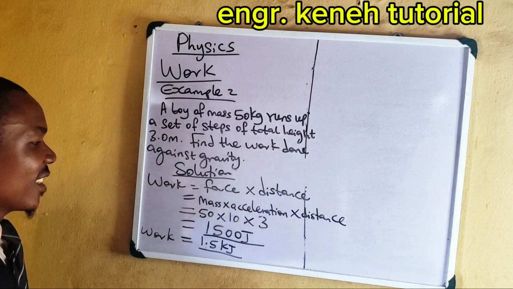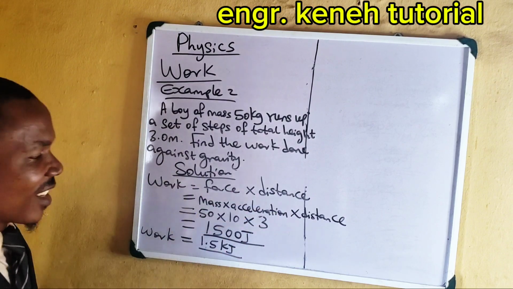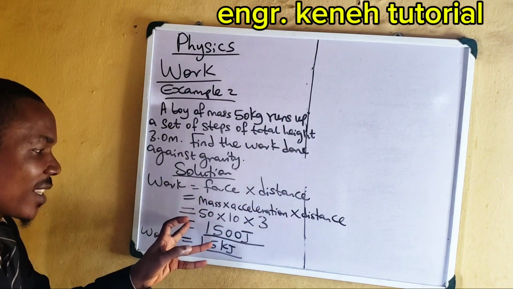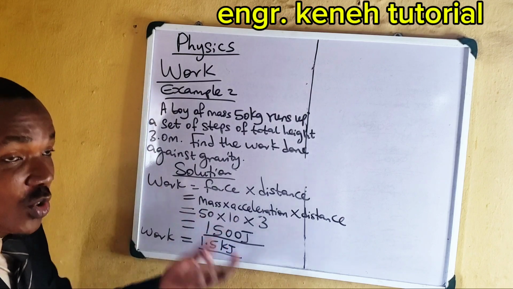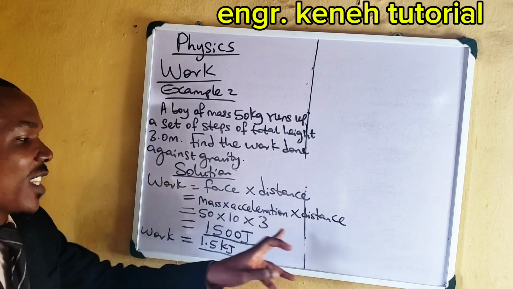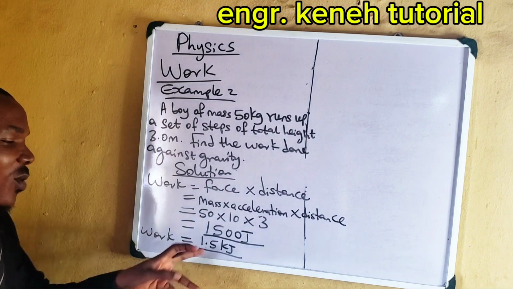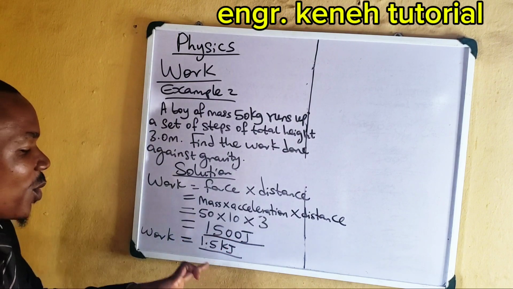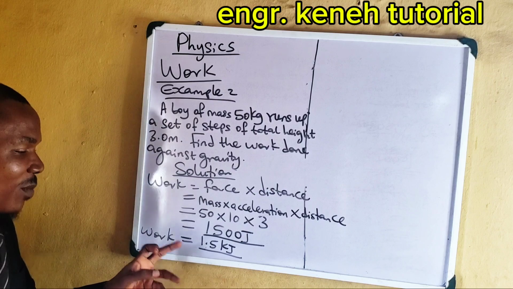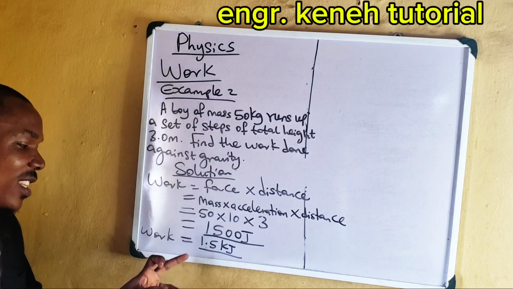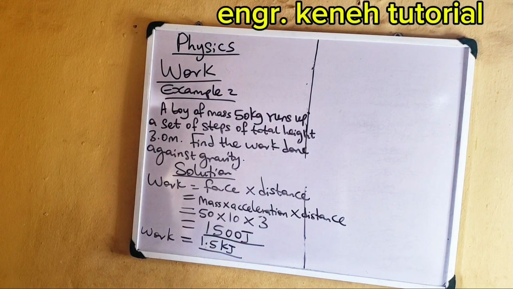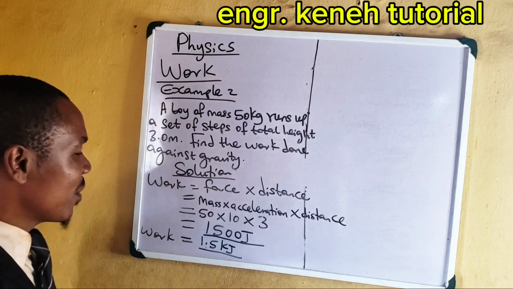Force times distance, and force is what? Mass times acceleration. Then they gave us mass. We know the acceleration due to gravity to be 10, and they gave us distance, which is vertical height, to be 3. When you multiply together, you have 1500 joules, which when you convert to kilojoules by dividing by 1000, you get 1.5 kilojoules. All right, so that is how it can be solved.